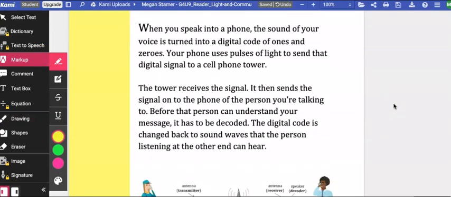When you speak into a phone, the sound of your voice is turned into a digital code of ones and zeros. Your phone uses pulses of light to send that digital signal to a cell phone tower. The tower receives the signal. It then sends the signal onto the phone of the person you're talking to. Before that person can understand your message, it has to be decoded. The digital code is changed back to sound waves that the person listening can hear on the other end.